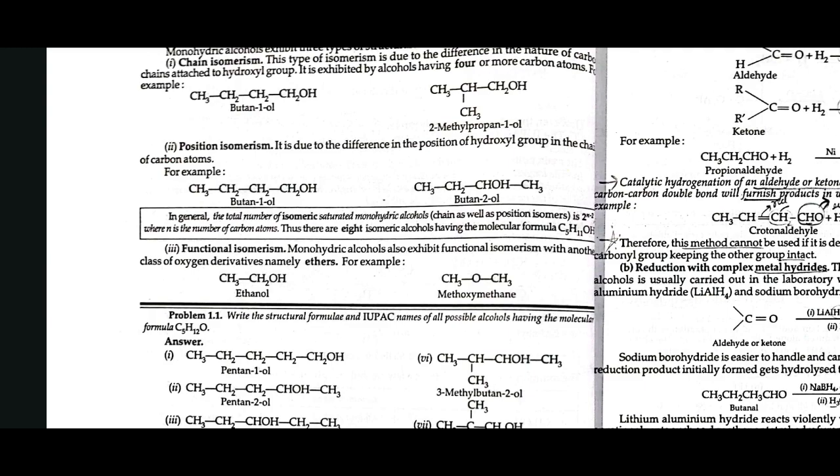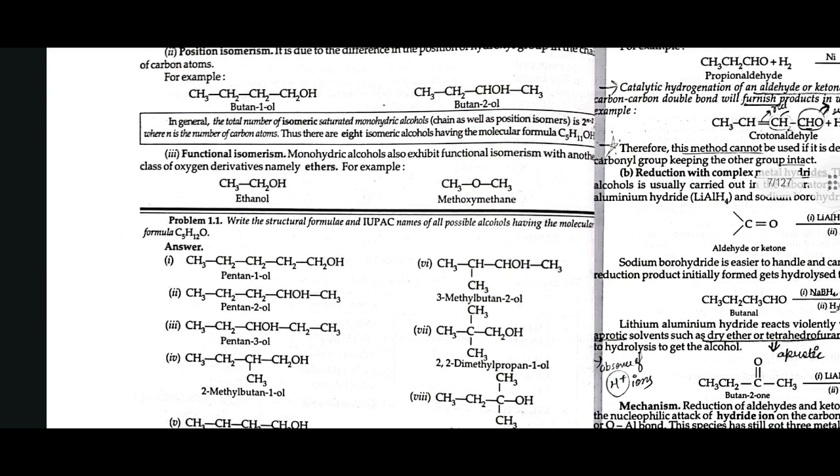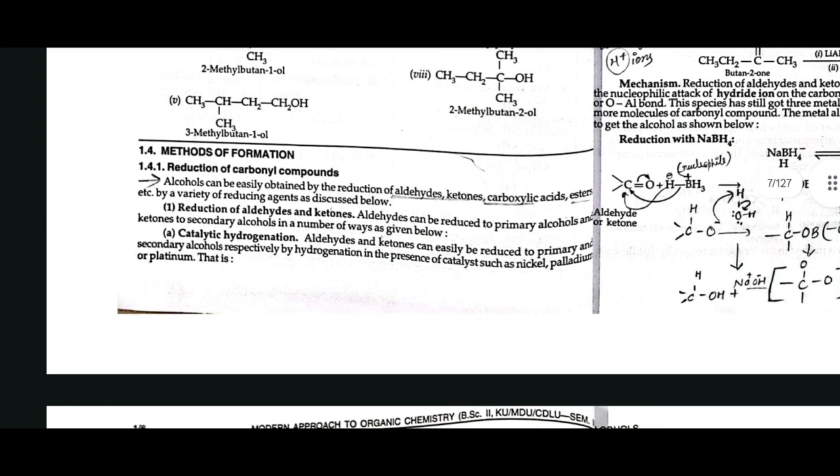Second is position isomerism. It is due to the difference in the position of the hydroxyl group in the chain of carbon atoms. For example, butan-1-ol, butan-2-ol. Third is functional isomerism. Monohydric alcohols also exhibit functional isomerism with another class of oxygen derivatives, namely ethers. For example, ethanol, methoxymethane. Methods of formation. First, reduction of carbonyl compounds.